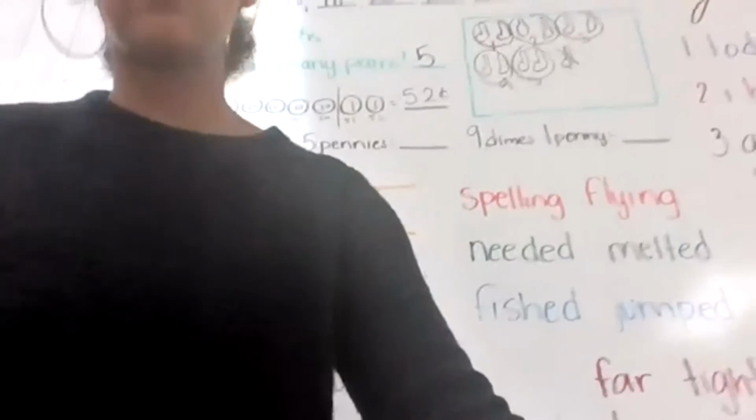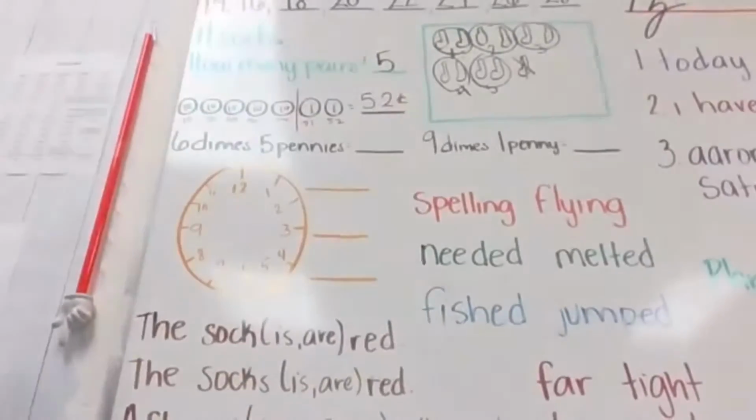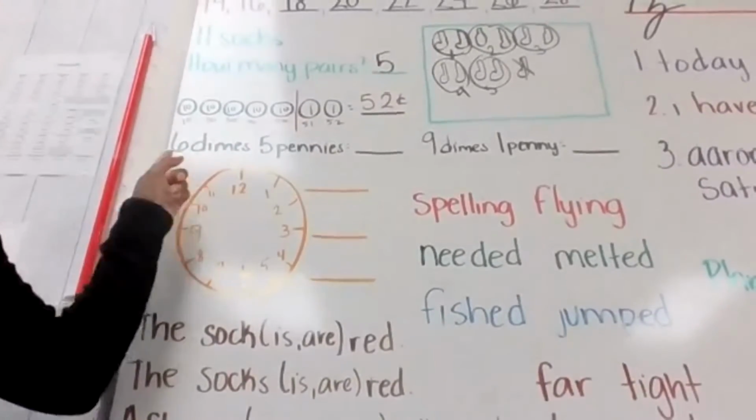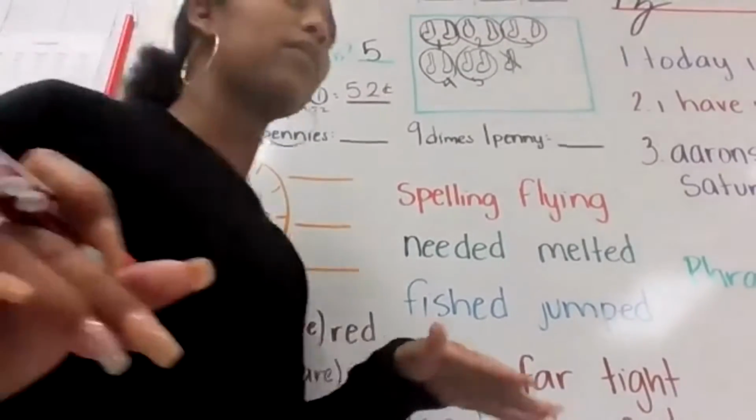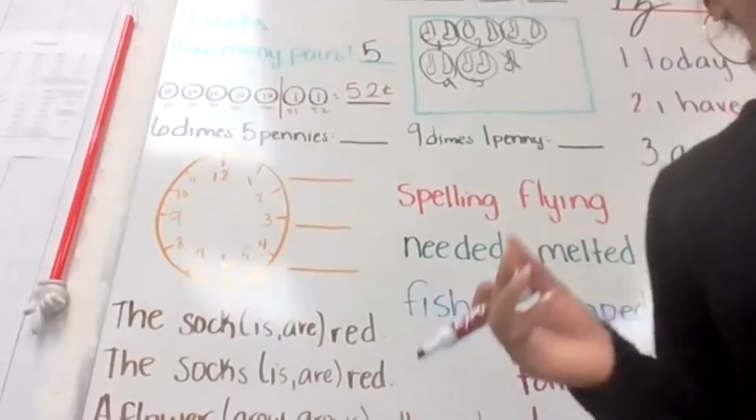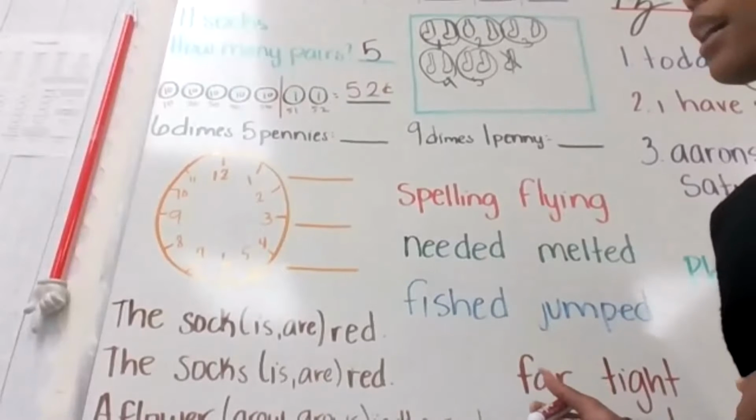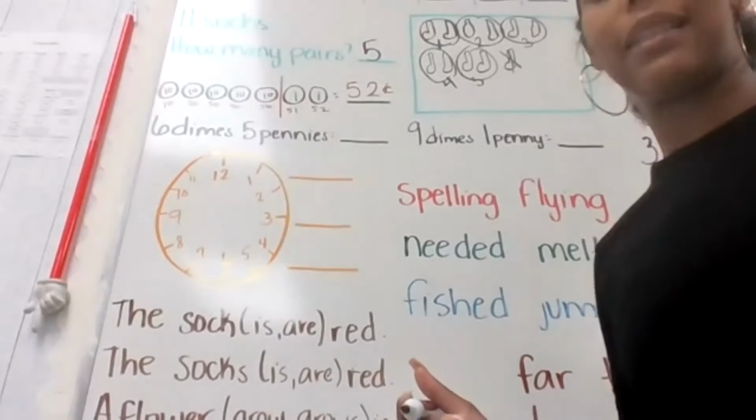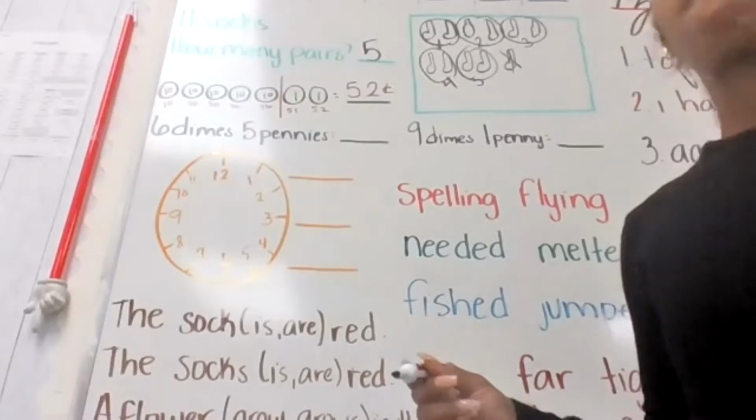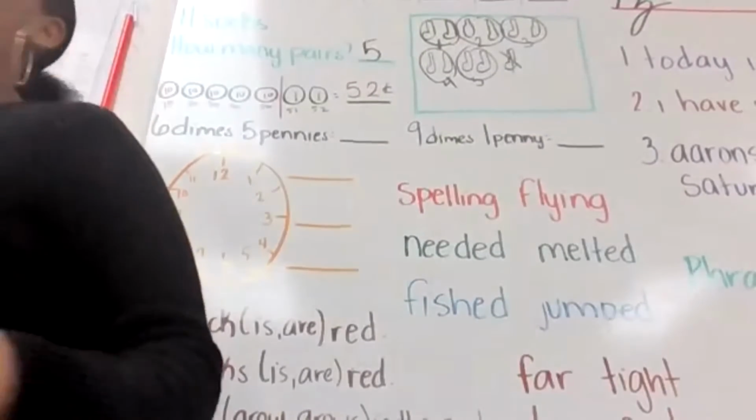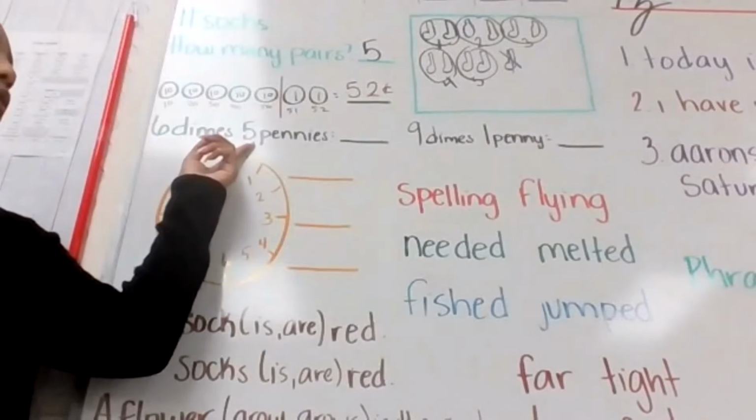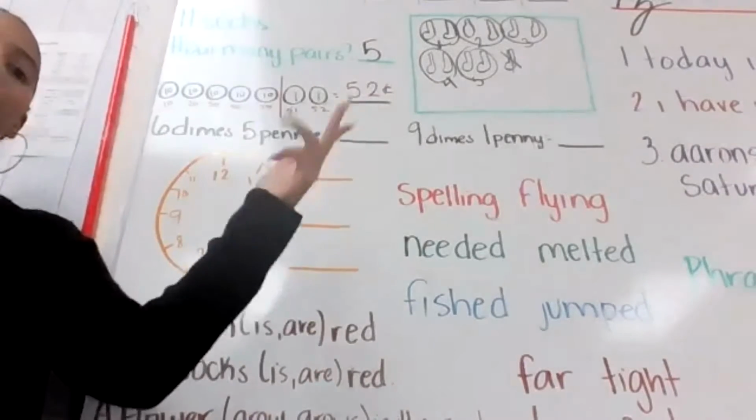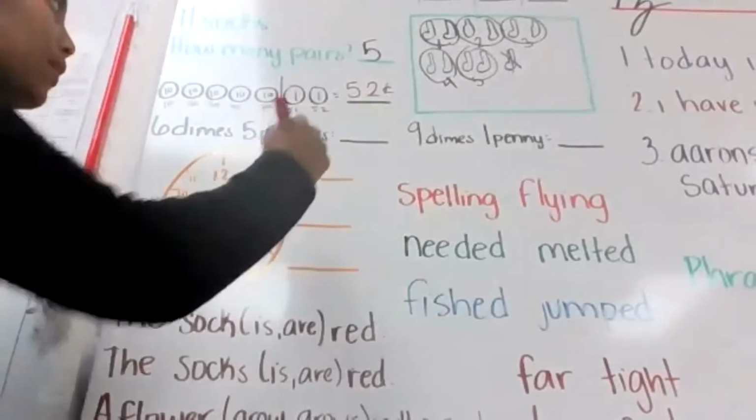So let's see if we can still figure out how much money. I have 6 dimes and 5 pennies. How much money would that be? 65 cents. You could draw it if you want, but the numbers are kind of there. But also, 6 dimes is 60, plus 5 would be 61, 62, 63, 64, 65 cents.